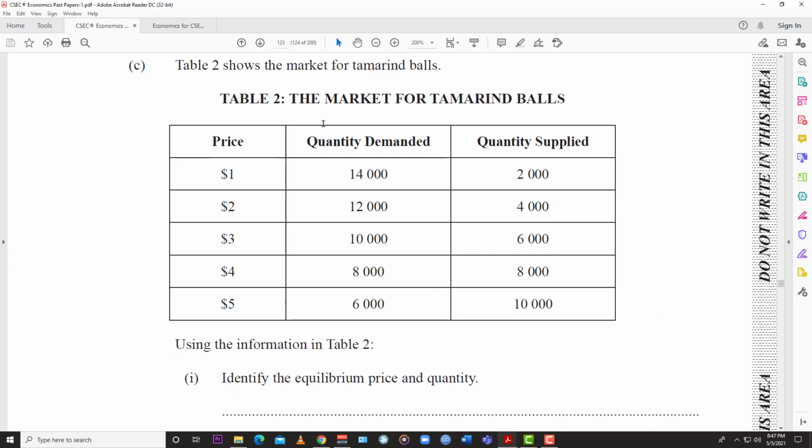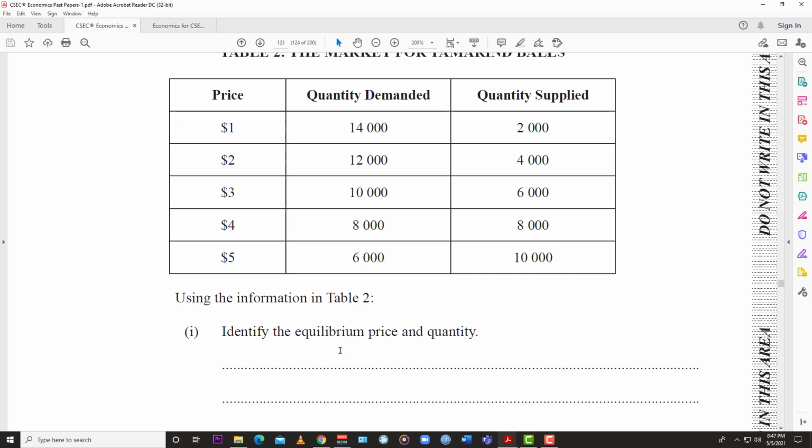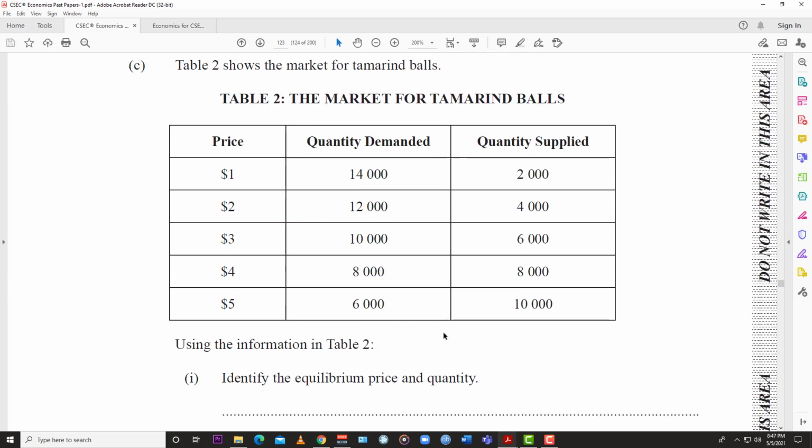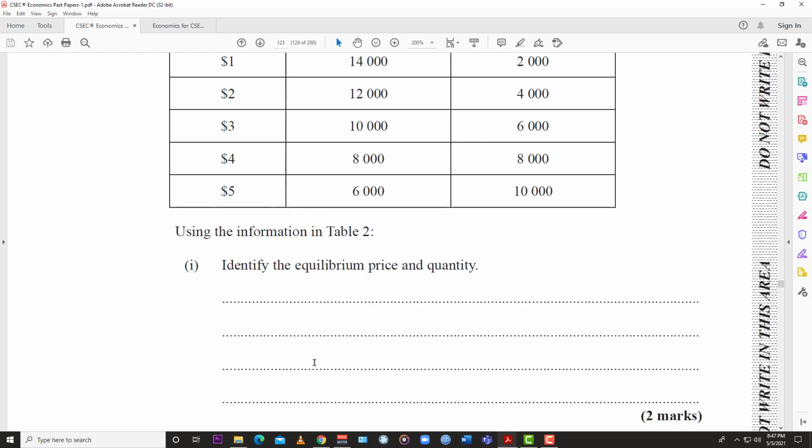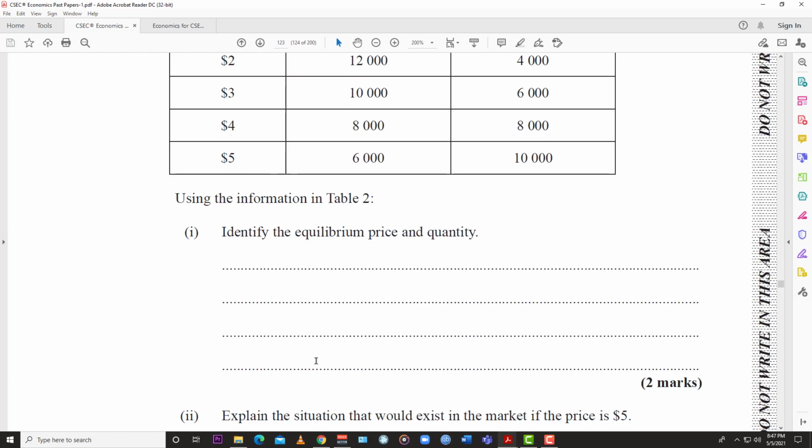Then we're at C, the table for tamarind balls. The question asks us to look at the table and identify the equilibrium price and quantity. We know equilibrium is where supply and demand are equal, so you scan the table and look for where supply and demand are equal. We have 8,000 demanded and 8,000 supplied. So we have the equilibrium price right here, which is $4, and the equilibrium quantity, which is 8,000. So you identify those two, and you get your 2 marks.